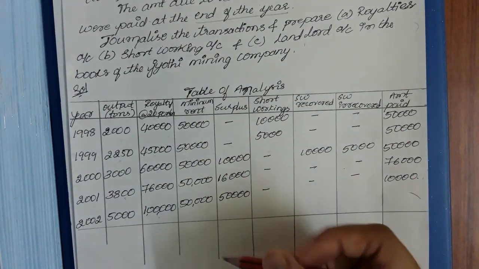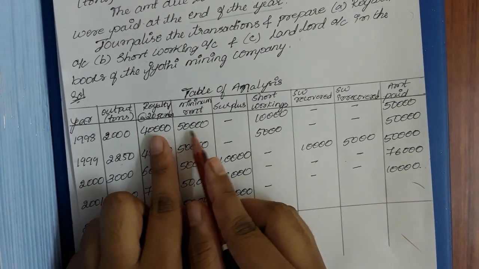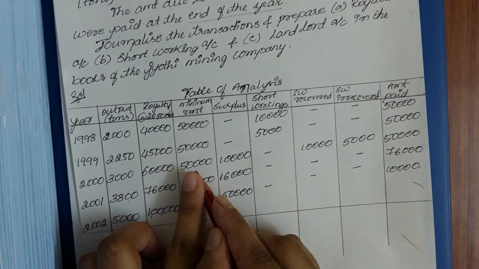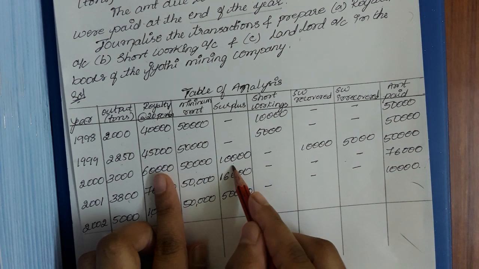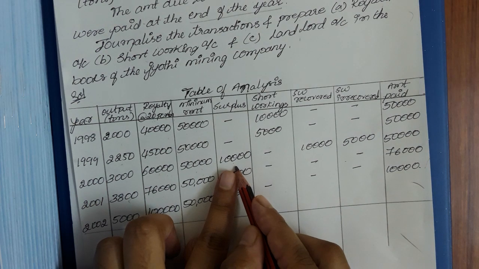Now you need to see whether it is a surplus or deficit. Whenever minimum rent is more than royalty, it is short workings. When minimum rent is less than royalty, it is a surplus. If royalty is more and minimum rent is less, it is surplus, a profit.